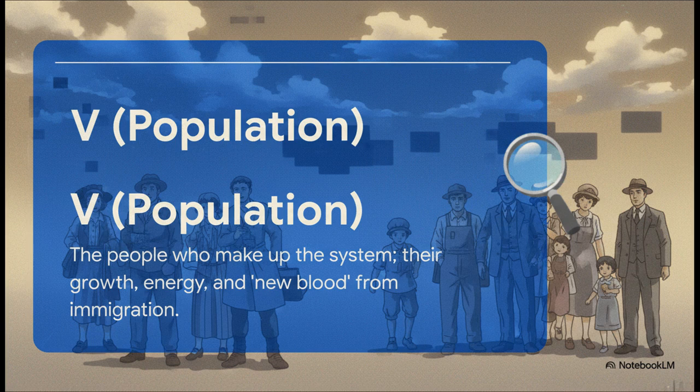Okay, so the first piece of the puzzle is V for population. This is basically the human engine of any society. It's the people, their growth, and the energy that comes from new blood, like immigration. Think of it as the system's raw human power.